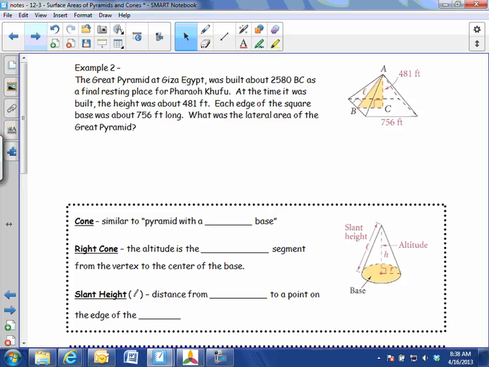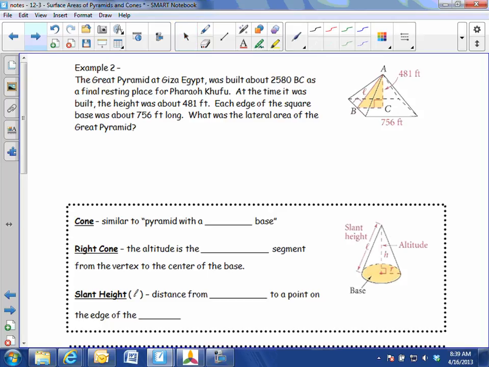The Great Pyramid at Giza, Egypt, was built about 2,580 BC as a final resting place for Pharaoh Khufu, I think is how you say that one. At the time it was built, the height was about 481 feet. Each edge of the square base was about 756 feet long. What was the lateral area of the Great Pyramid? Okay, and do you know that the Great Pyramids used to be covered in limestone? No. But it's all been taken and stripped away by robbers and whatnot.